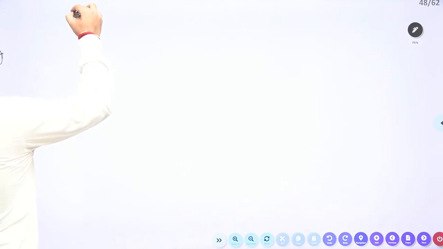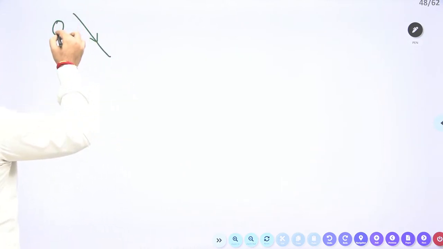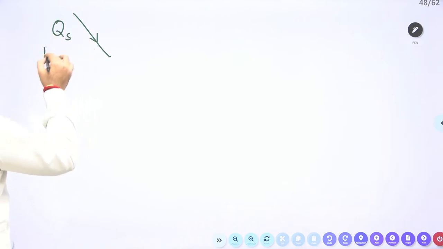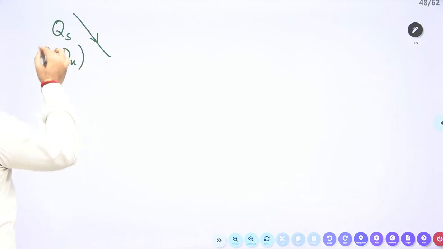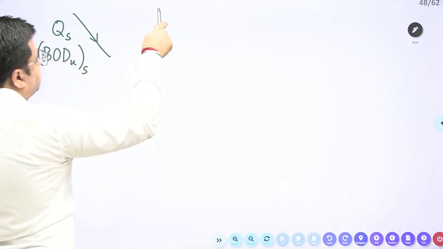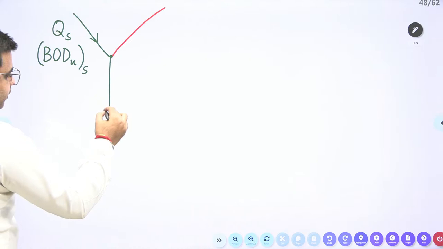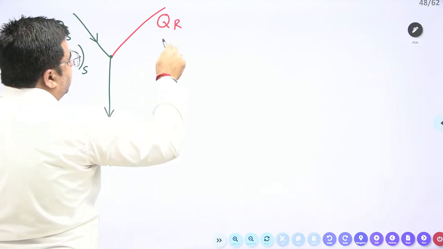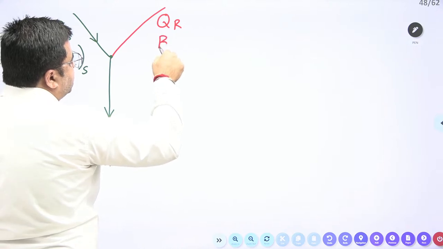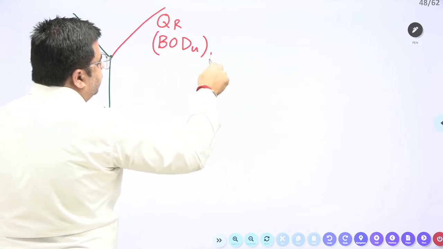Now, understand this. This is one sewage stream. Ultimate BOD of the sewage stream is given to us. This sewage stream is getting mixed with a river stream, and both of these streams are moving in a form of mix. So this is my river stream QR, and the BOD ultimate of my river stream is also given to me, right?